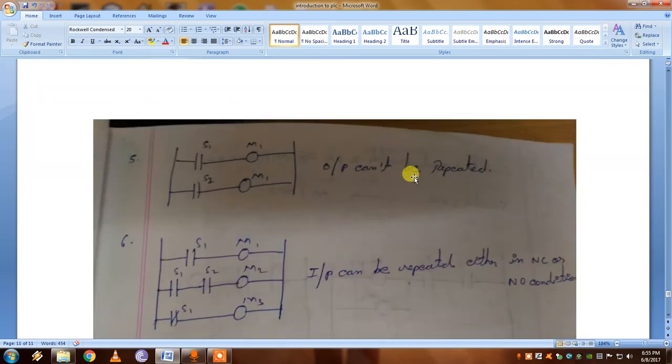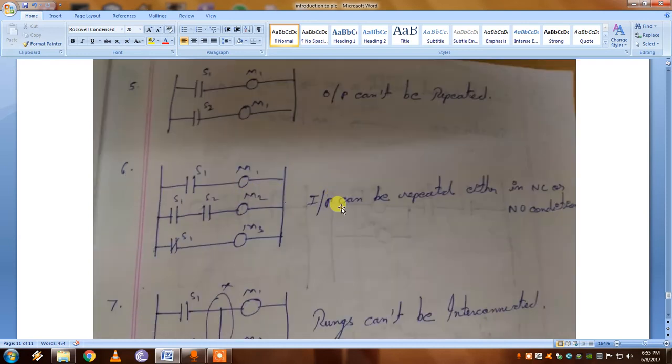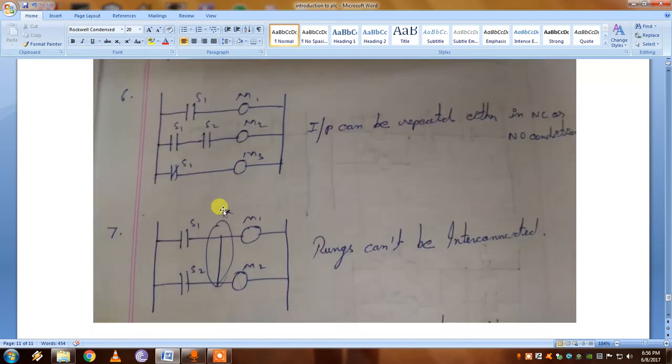The fifth rule is that outputs cannot be repeated. Once an output is determined by an address, it cannot be repeated with the same address, and the same output cannot be repeated once again. But in the sixth, inputs can be repeated with NC or NO conditions. Input can be repeated as we want, as an NC or as an NO.